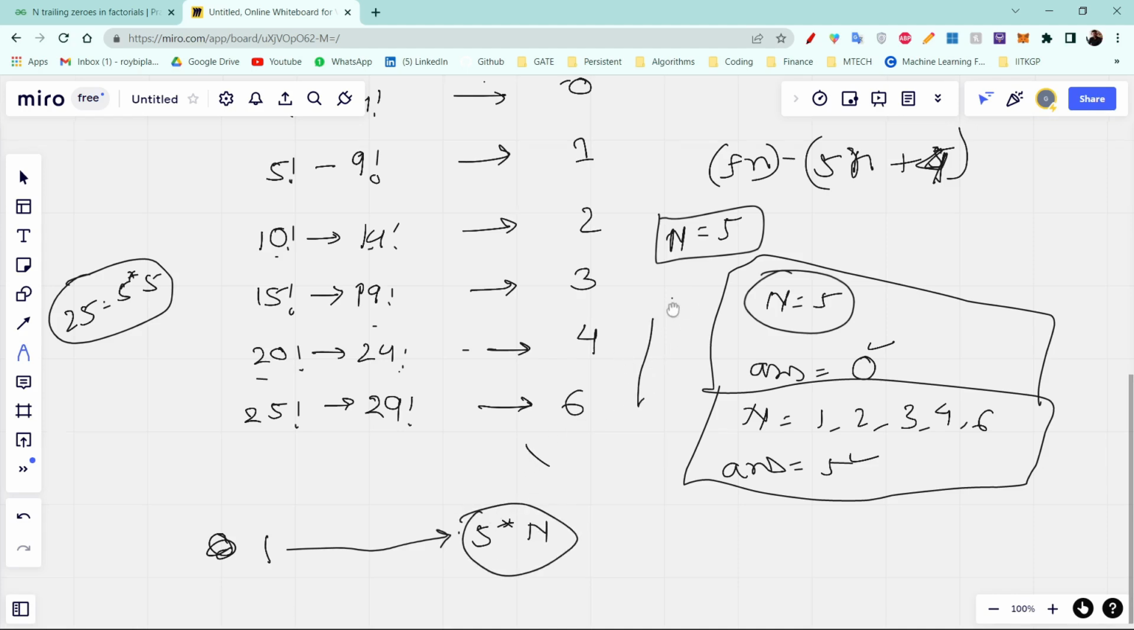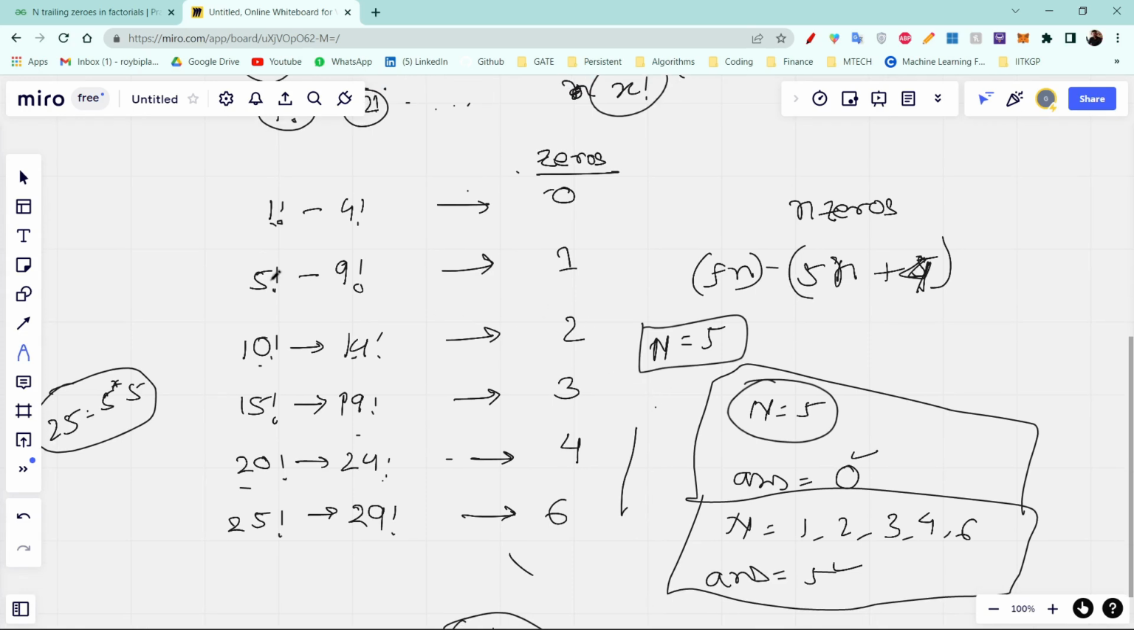Why am I saying possible answer, not sure answer? Because for this it's okay. If n is 1, 5 factorial is the answer. For 2 it's okay, 5 into 2. For 3, 5 into 3. For 4, 5 into 4. For 5, when n will be 5, then obviously we will not get any answer.